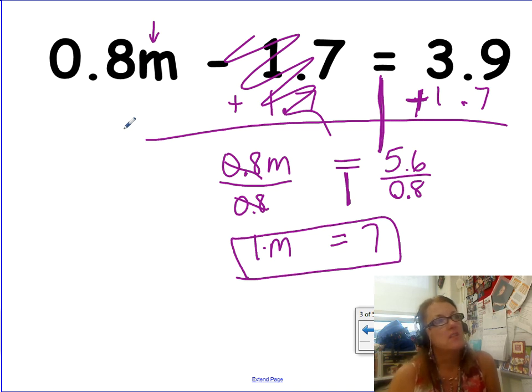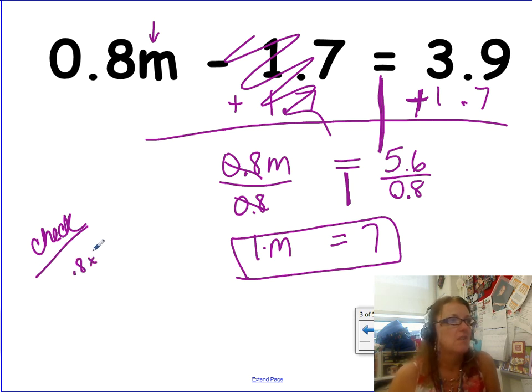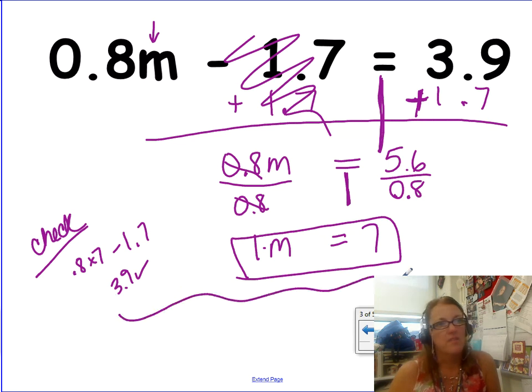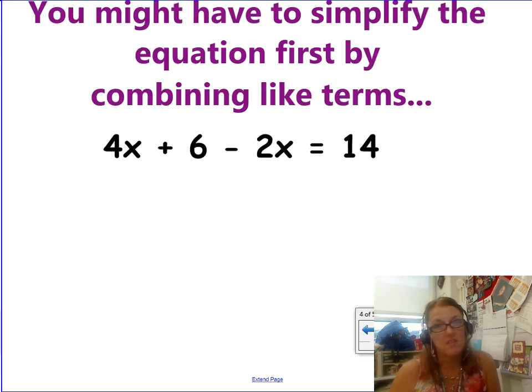If you went in and checked, and you should do this check, you don't necessarily have to write it by hand, but I want you to, on your calculator, take 8/10 times 7 and then subtract 1 7/10 and check this. Does it work? Do you get 3.9? Yes, you do. All right, so that warmed us up. Now let's dive into some of these more complicated ones.